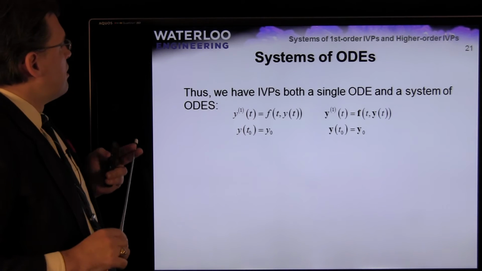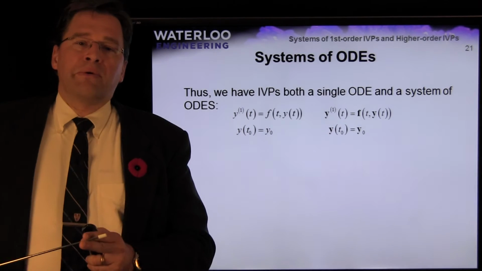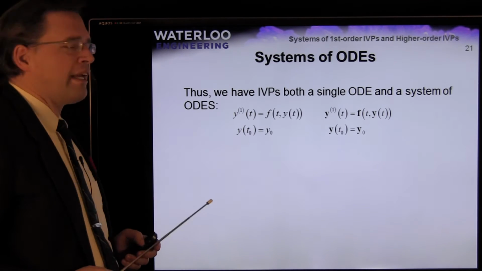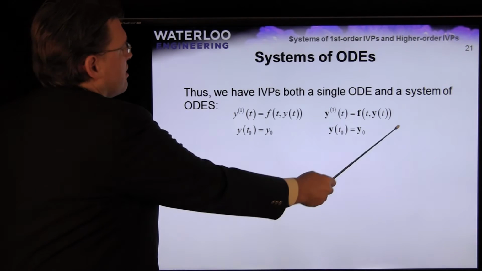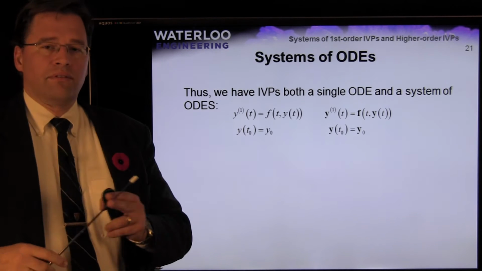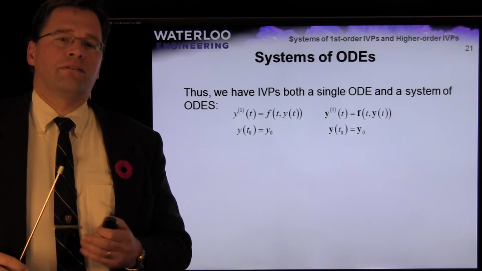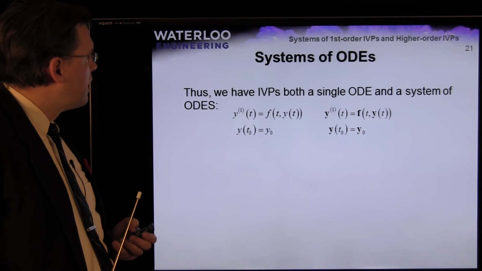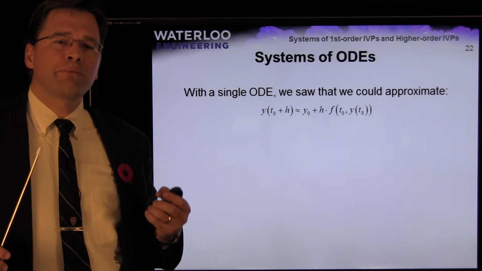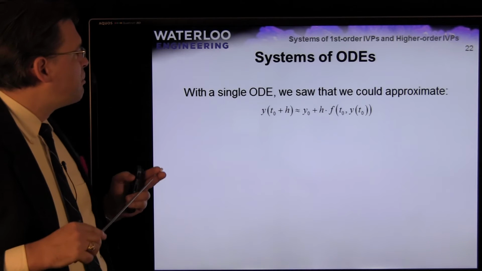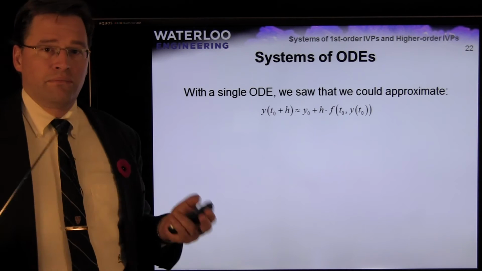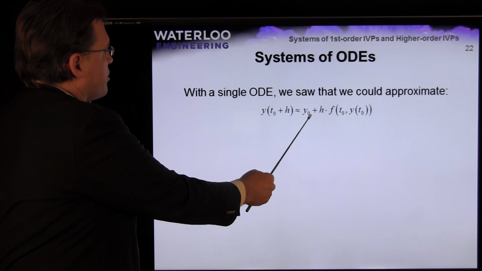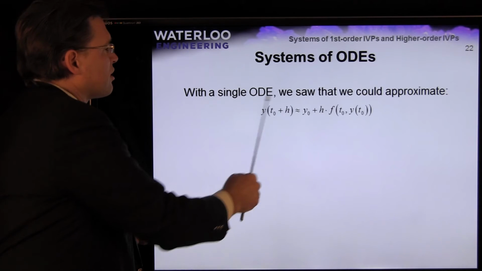Okay, so now let's take a look at what we were looking at previously. Here we have a single ODE, and here we have a coupled system of n ODEs. But notice we're just using vector notation. So if we're just using vector notation, how do we approximate this? Well, let's recall, how did we approximate a single ODE? Well, we took the approximation into the future as the previous value plus h times the slope.